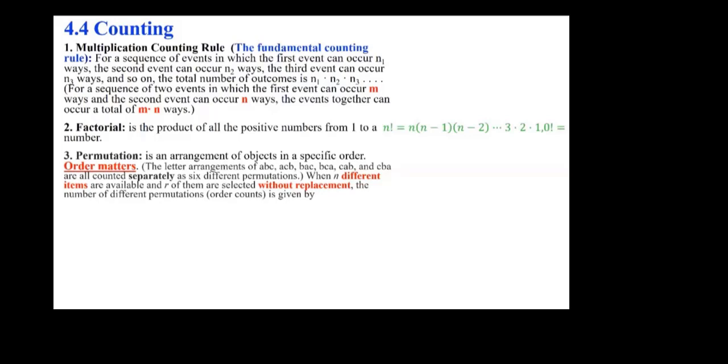The letter arrangements ABC, ACB, BAC, BCA, CAB, and CBA are all counted separately as 6 different permutations. When n different items are available and r of them are selected without replacement, the number of different permutations when order counts is given by nPr = n factorial over n minus r factorial. N factorial, you can go all the way down to r items, and then times r items and get rid of it.